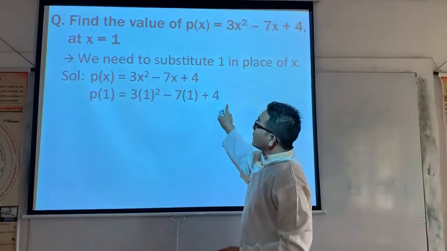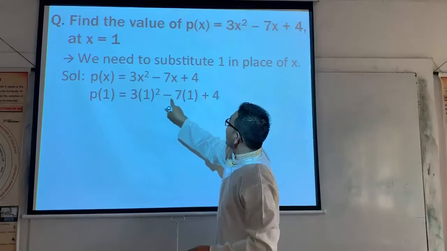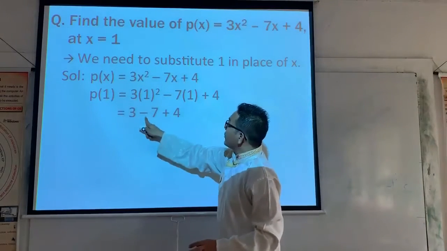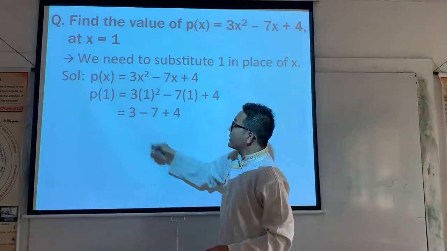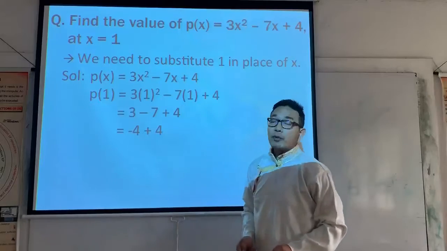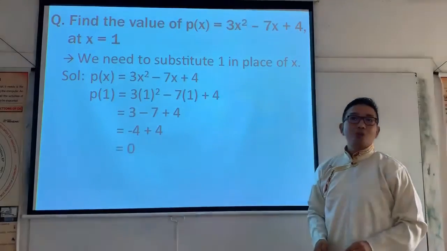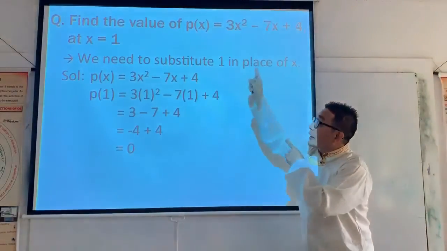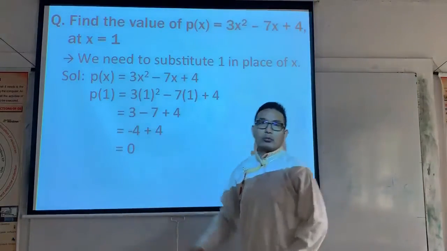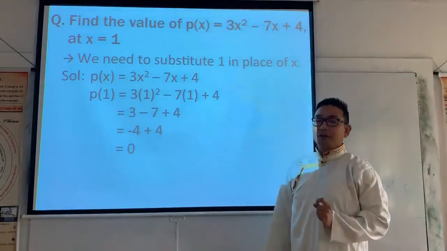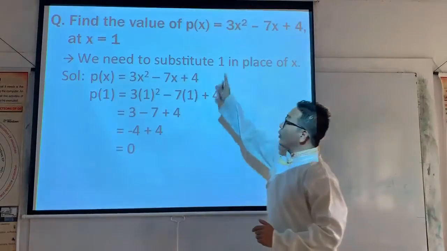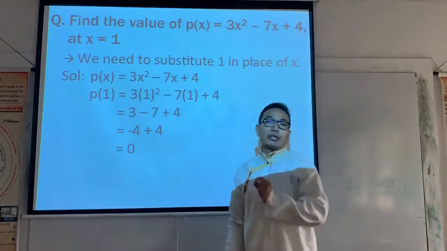So when you substitute 1 in place of x, what do you get here? 3 times 1 squared minus 7 times 1 plus 4. So 3 minus 7 plus 4. 3 minus 7 is negative 4, plus 4, the value is 0. So the value of the polynomial is 0.